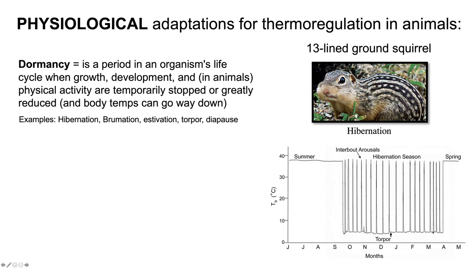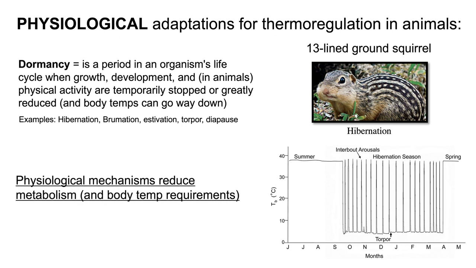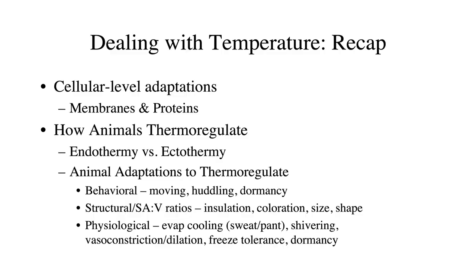And as you can imagine, there's a whole bunch of physiological and hormonal things that need to happen to enable the organism's metabolism to go down that low, and for its body temperature to be able to stay that low without killing the organism. And so the take home here is that there's a lot of physiological mechanisms involved in reducing metabolism and reducing the body temperature requirements for this 13-lined ground squirrel that's typically an endothermic animal that needs to maintain a high body temperature.